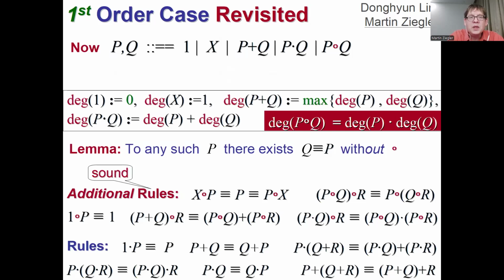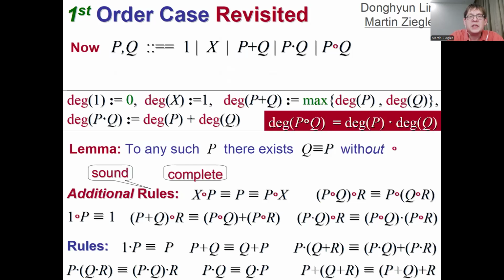Namely, one can remove the now thus defined circle composition using these syntactic rules, and thus recover precisely the first order polynomials as we know them from before, so that these rules are complete. So now we have a new definition of first order polynomial based on this kind of composition.